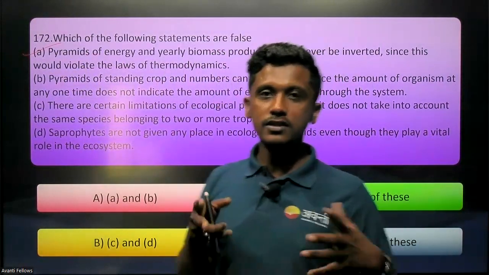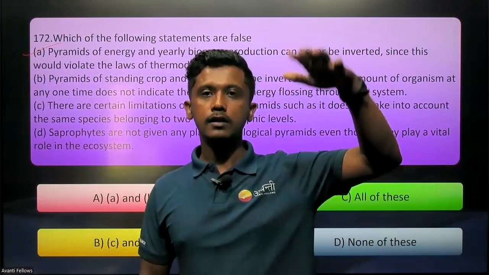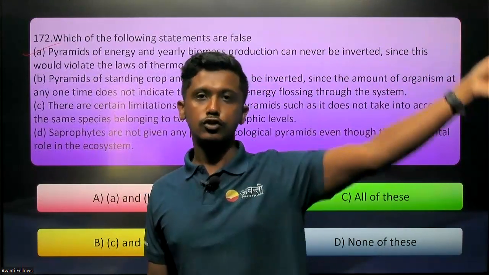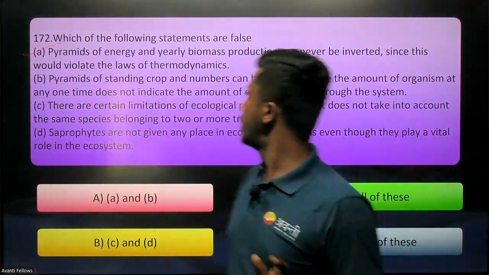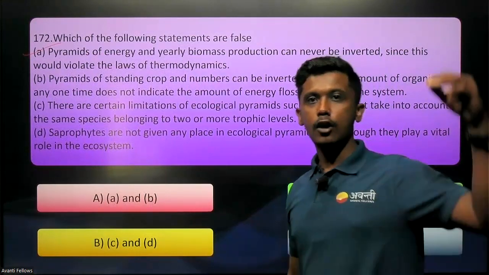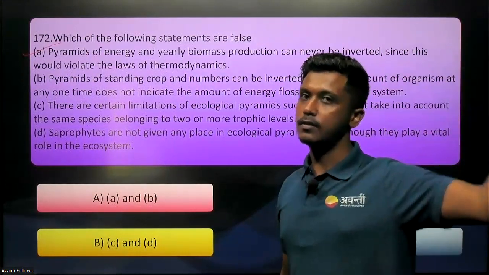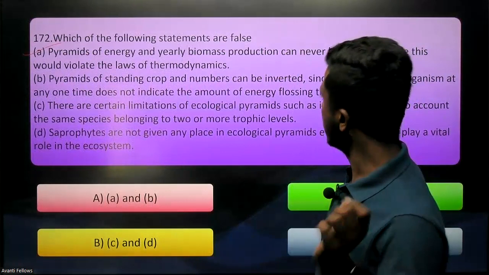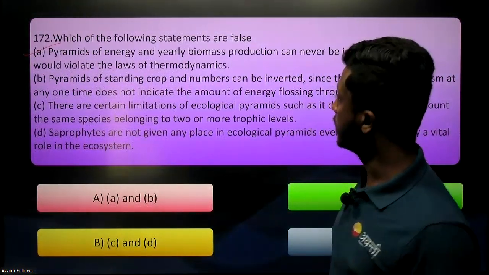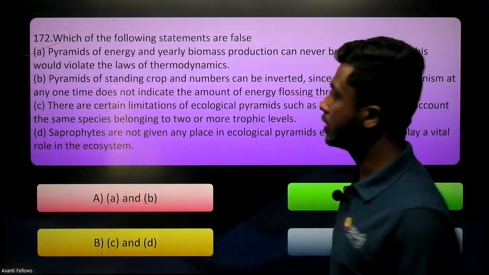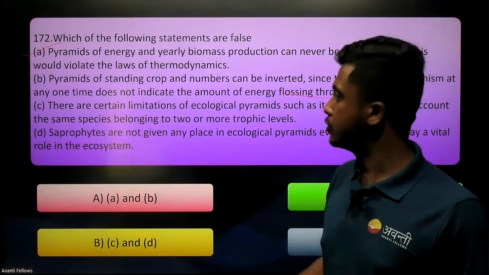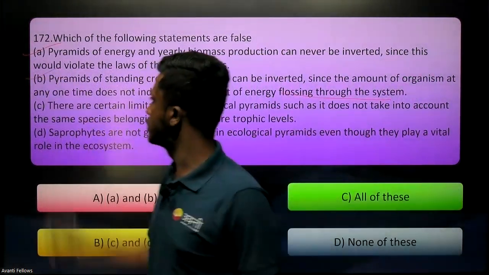Now, when we talk about the standing crop at any trophic level, the amount of biomass left for the next trophic level is called a standing crop. So the standing crop is a resultant of the flow of energy for a long period of time. So at current time, you cannot tell how much energy is flowing through the system. You cannot indicate it using the pyramid. So our option B is also correct.